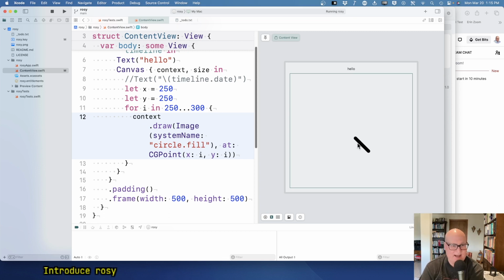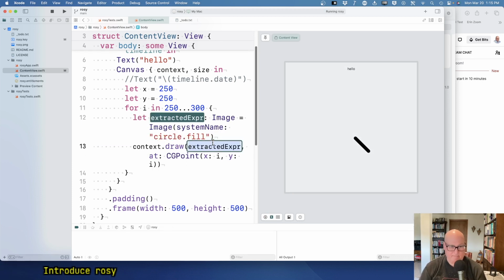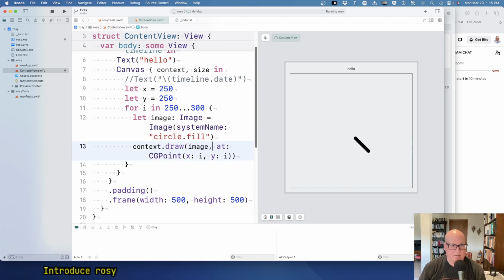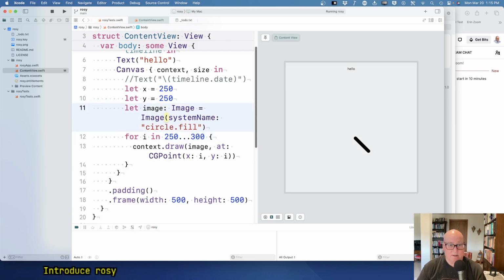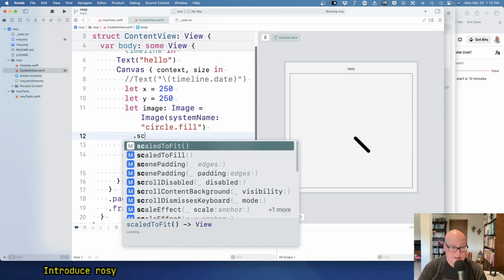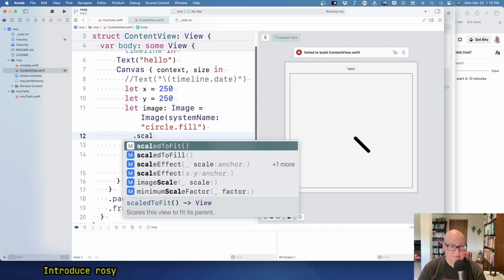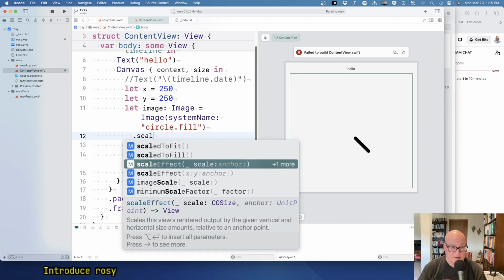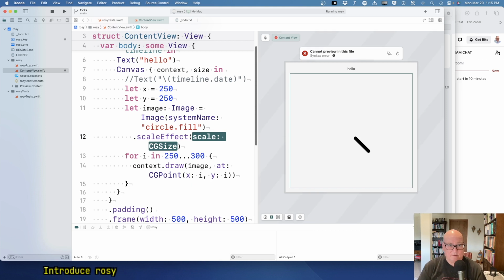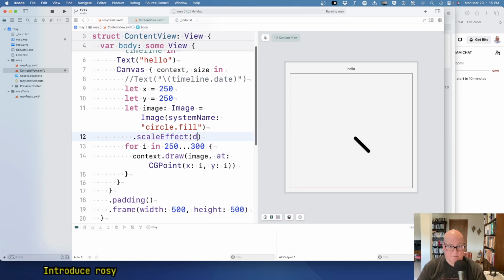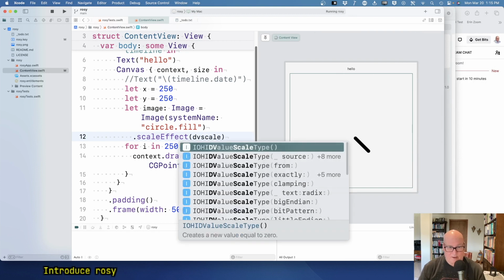This looks fat to me, and I don't know. Let's pull it out. Image. Okay. And there's no reason to do that in the loop, so let's put it out. And then dot scale effect. Wow.